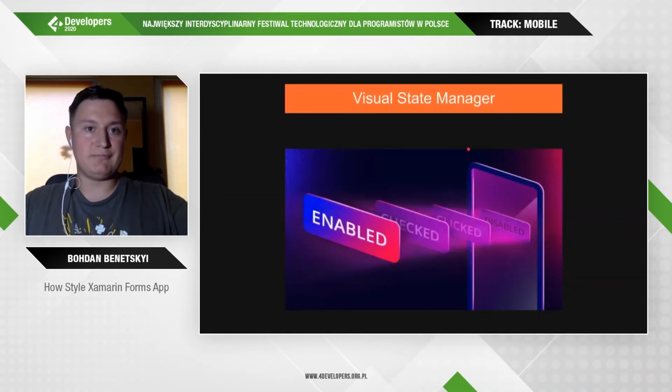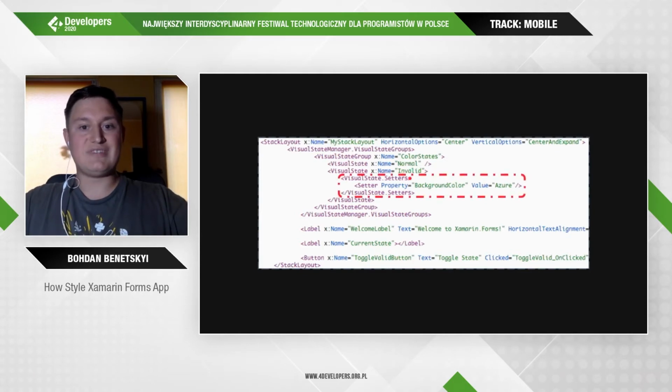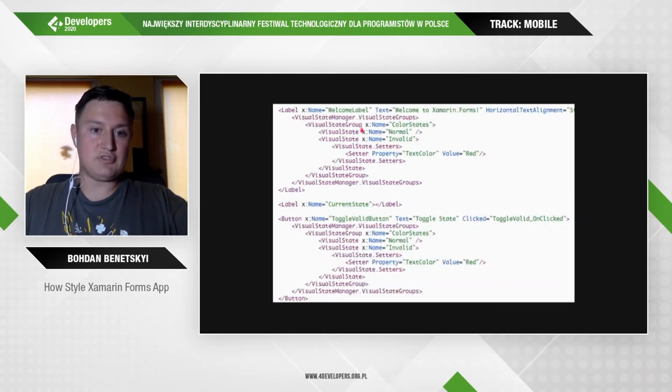Let's go further. Visual State Manager. One more cool feature to interact with the screen without writing any additional logic in the backend. For example, we have some stack. We have the default background color for state Normal. But for state Invalid, we're setting the background to Azure for that stack. Also, we could provide the same for labels or buttons. Visual State Trigger works with each IVisual element.